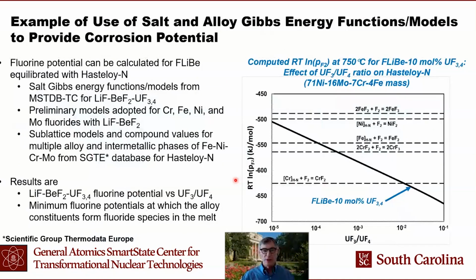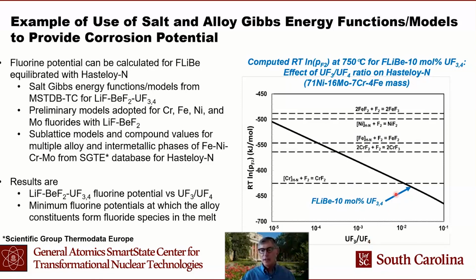If you're interested in corrosion issues, and I'll go through this very quickly in view of the time, here you can plot the RT ln of the fluorine potential, fluorine pressure. So here's essentially the fluorine potential versus the ratio of UF3 to UF4 in your salt. That's in a FLiBe with 10 mole percent uranium. And that's this line here. So that's the fluorine potential for FLiBe with 10% uranium fluoride at these particular ratios.